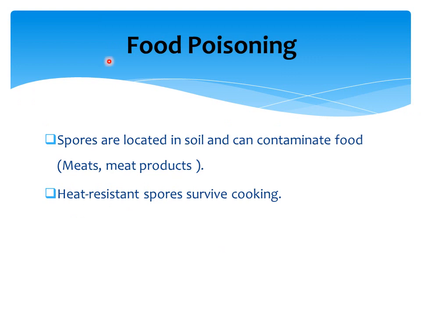Regarding the food poisoning, the spore is located in the soil. يعني السبور دايما بيكون موجود في السويل and contaminated food. يعمل تلوث لبعض الأطعمة زي الميت والميت برودكت. طيب. السبور ده واحدة من الفيتشر بتاعته إنه heat resistant and can survive cooking. يعني هو ممكن يكون موجود survive the cooking. يعني sometimes it can be resistant to the heat.